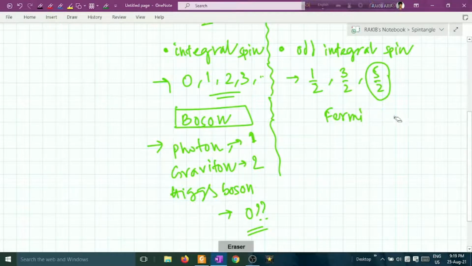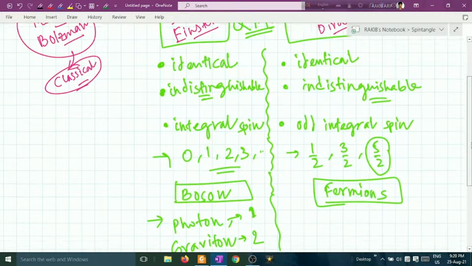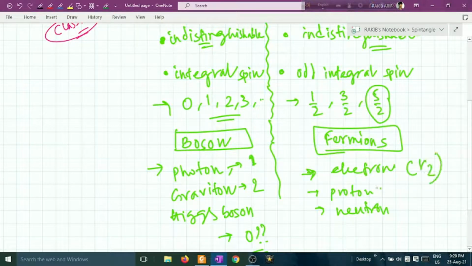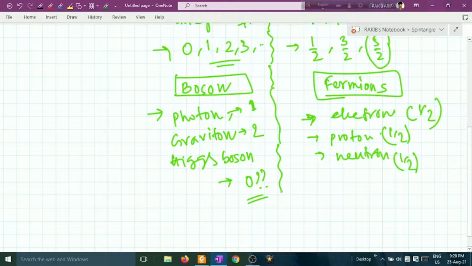These particles are called fermions. The particles obeying Fermi-Dirac statistics are called fermions. I am giving some examples of fermions. Electron is a fermion, proton is a fermion, and neutron is a fermion, because electron has spin half, proton has spin half, neutron has spin half, and that's all. These are called bosons and these are called fermions.